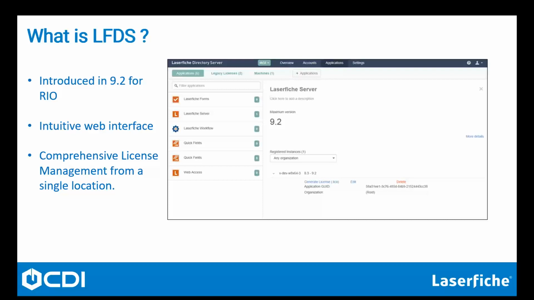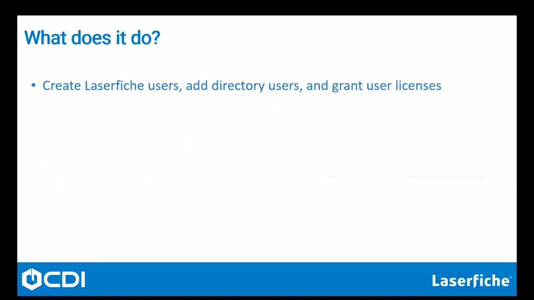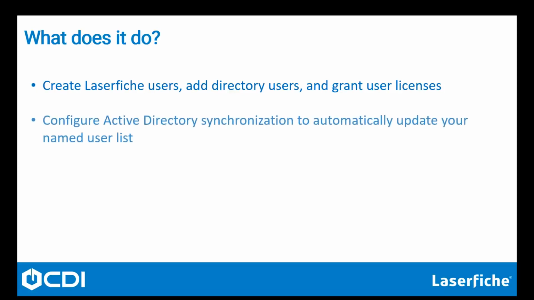Usually when we talk about license management, we really think just about licensing our different applications that can be installed, multiple instances, as well as the overarching all-encompassing license as well. So what does it do? Well, it creates Laserfiche users, as well as adding directory users and granting user licenses. It gives you the ability to configure Active Directory synchronization also, so that way you can automatically update your named user list if you're using SAML or Windows AD accounts.